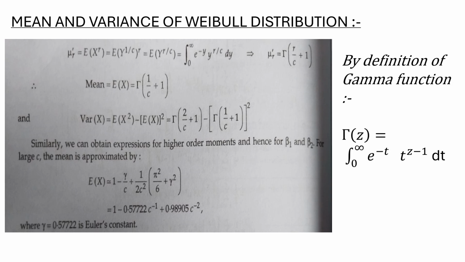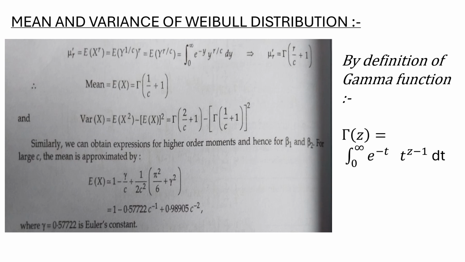Now as per the definition of the gamma function, we have gamma of z equals the integration of e to the power minus t, t to the power z minus 1 dt, with limits of integration from 0 to infinity. So using the same formula, we get mu r dash equals the integration of e to the power minus y, y to the power r by c dy, with limits from 0 to infinity. Calculating further, we get the mean, that is the expectation of x, as the gamma function of 1 by c plus 1.